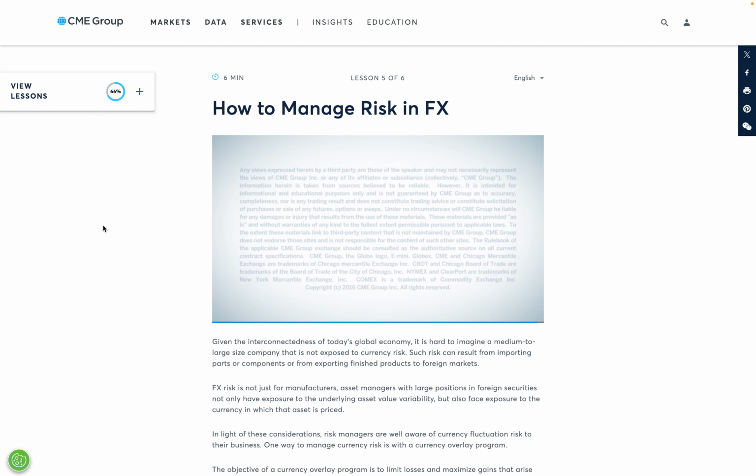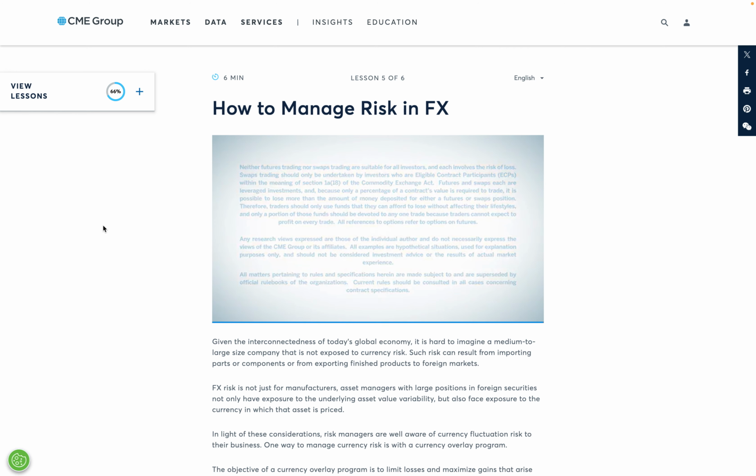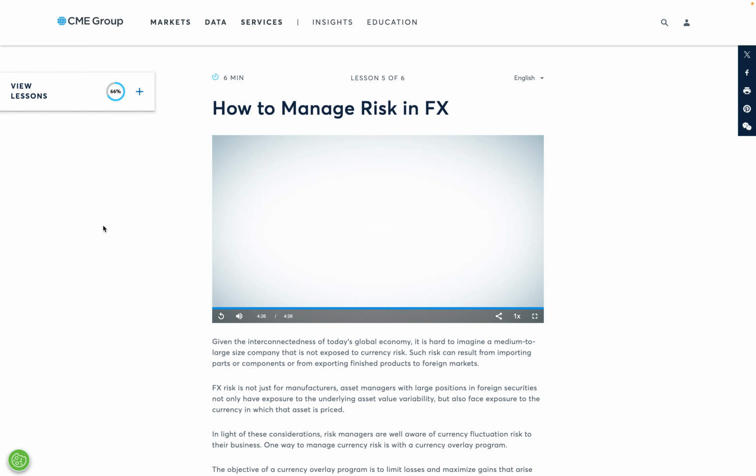Okay, super interesting. Went into hedging and how to use hedging to manage risk when trading FX. Or not trading FX, when converting FX and trading other asset classes.